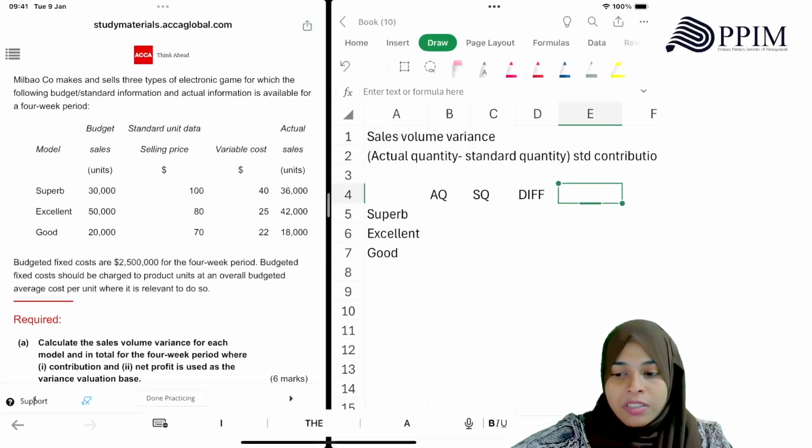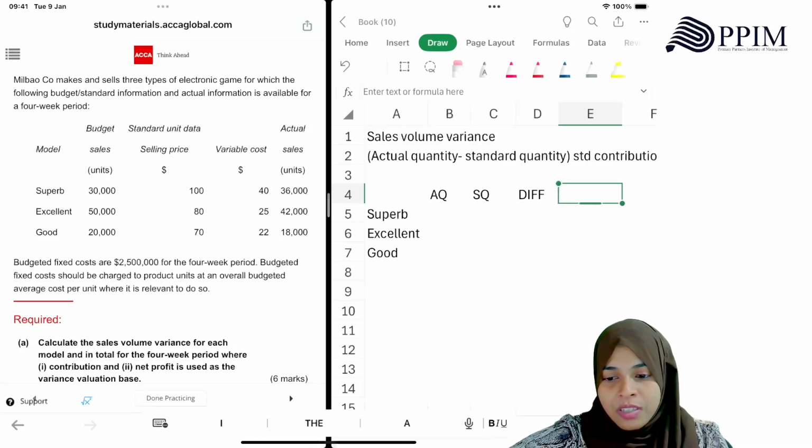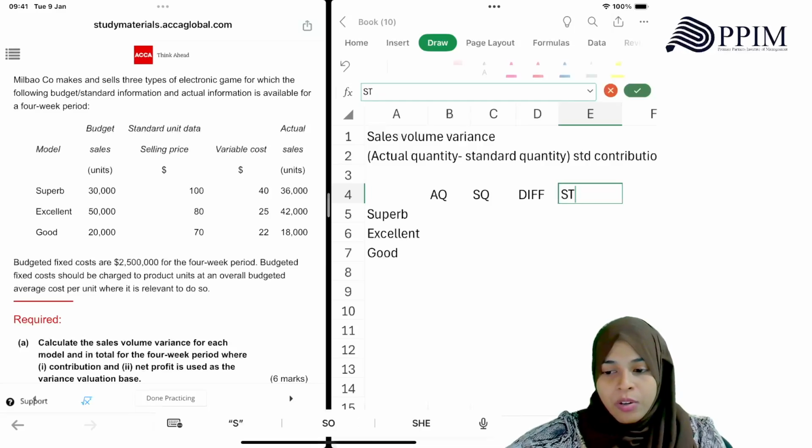Standard quantity, actual quantity, then you take the difference and you multiply by the standard contribution.